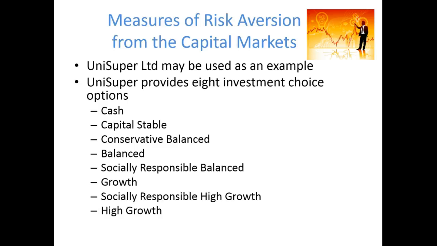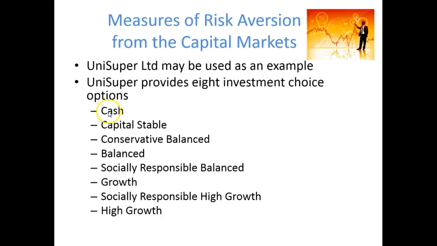Another way to look at the degree of risk aversion of investors is to infer it from their investment decision making. The easiest way to think about this is to look at how an individual investor allocates their superannuation. For most superannuation funds, there are a range of different buckets with different asset allocations, which an investor can choose between. Take UniSuper, for example. UniSuper has 8 different investment choices: cash, capital stable, conservative balanced, socially responsible balanced, growth, socially responsible high growth, and high growth.